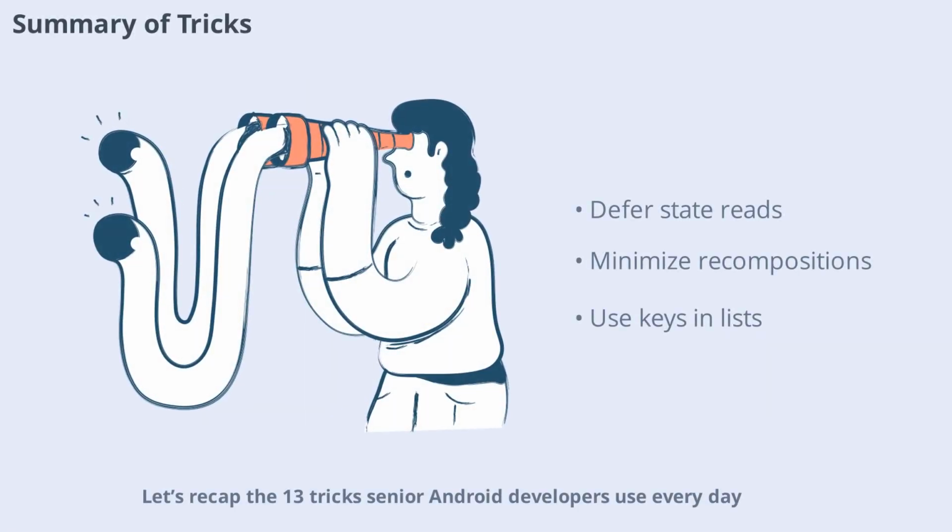Let's recap the 13 tricks senior Android developers use every day. Defer state reads, minimize recompositions, use keys in lists, prefer immutable data, avoid inline lambdas, structure modifiers carefully, create custom layouts, build reusable composables, leverage previews, maintain consistent theming, use animations wisely, test thoroughly, and prioritize accessibility. Mastering these techniques will set you apart as a Compose expert.